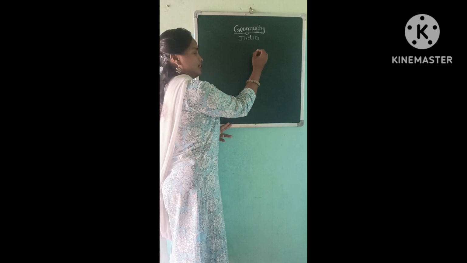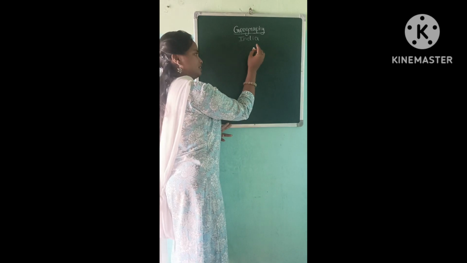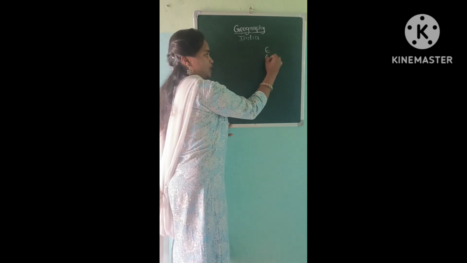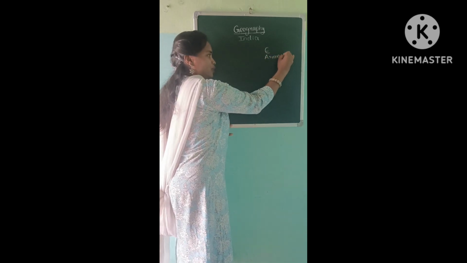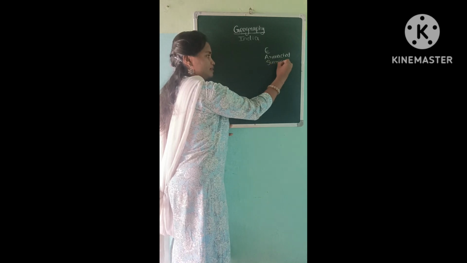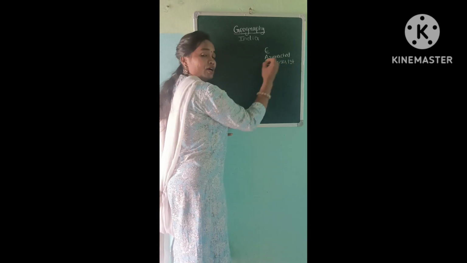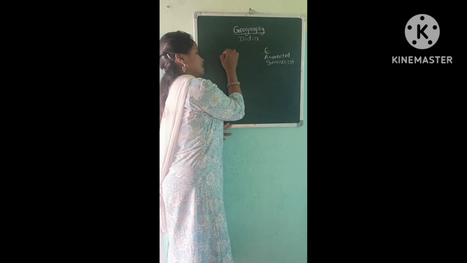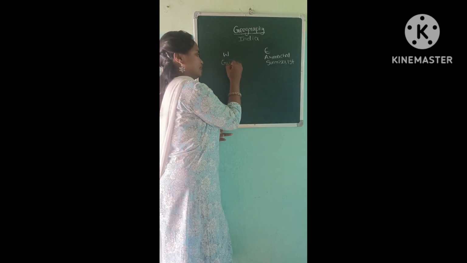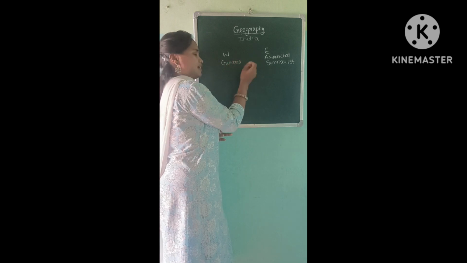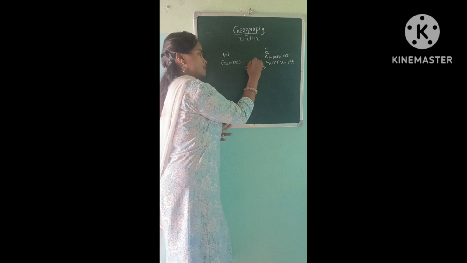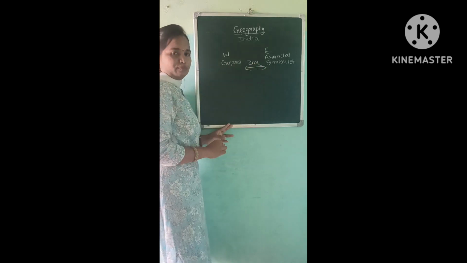In India, Arunachal Pradesh is the easternmost part. What is the easternmost state in India? Arunachal Pradesh, right? In Arunachal Pradesh, the sun rises first. Whereas in the westernmost part of India, which is Gujarat, the sun rises last. It takes almost 2 hours. Why this 2 hours time?